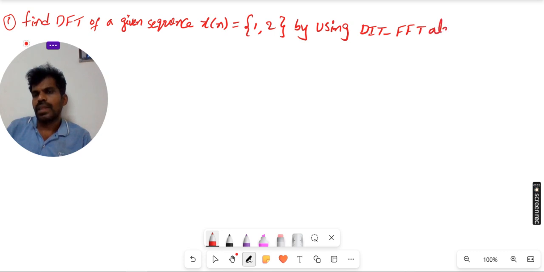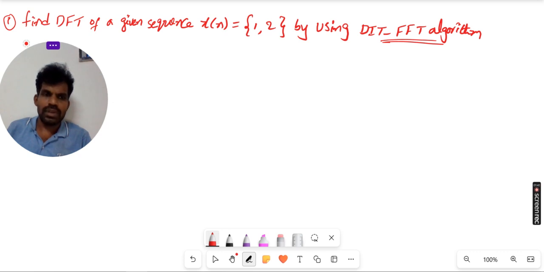As we have discussed in the previous lecture, by using a DIT-FFT algorithm, we should use 10 procedural steps. By using those 10 procedural steps, let us do the solution for the given problem. Solution.